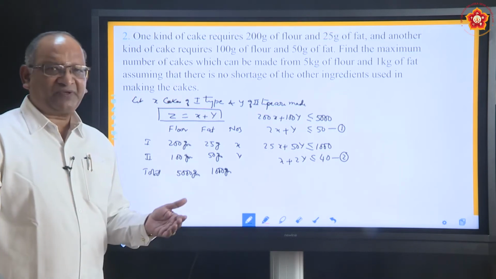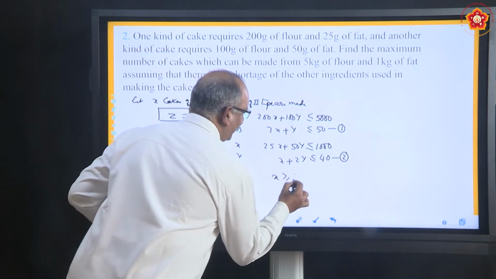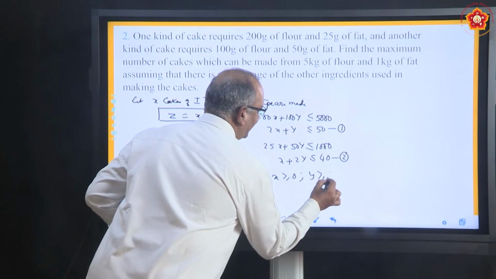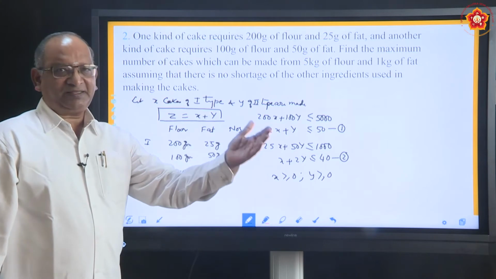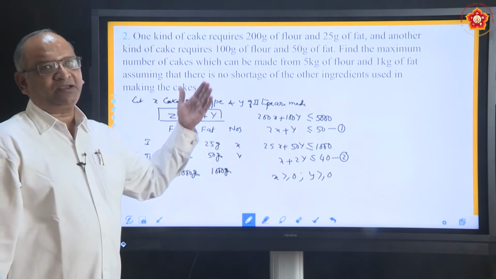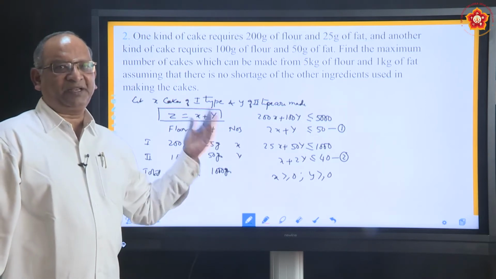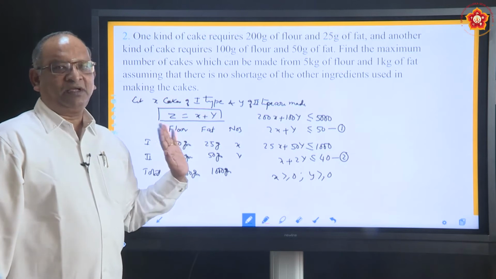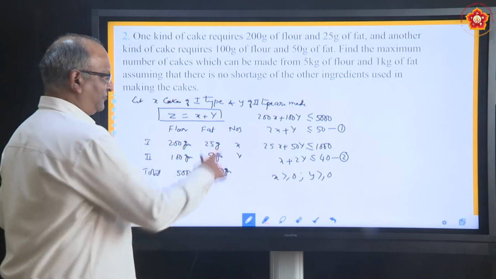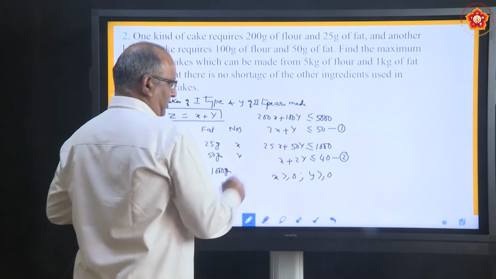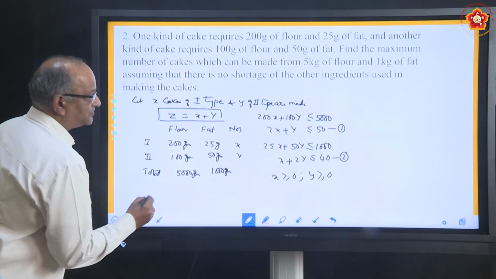And we know that the number of cakes cannot be less than 0. So the other two inequalities we can write: x is greater than or equal to 0, y is greater than or equal to 0. So what did we do? We have converted the statements into inequalities. Basically, now the problem is like yesterday's problem. In the previous session, we had such inequalities. How did we solve? We drew the graph. How will you draw the graph? By taking points. For example, if you take the first one, here we will do 2x plus y.